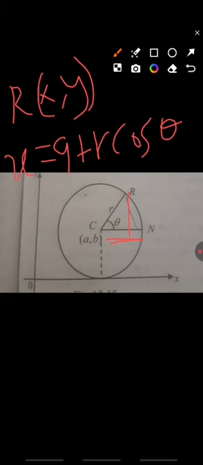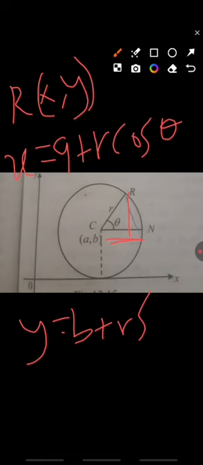Yes, that's our x. And then our y, that's the y coordinate, will also be, where does it start from? It doesn't start from the origin. It starts from a distance, and that distance is b. So b, where it starts from, plus, along the y axis, r sine of theta. So these are the coordinates of r.